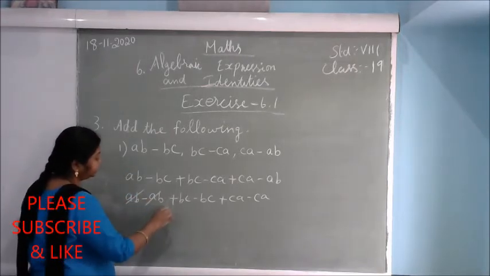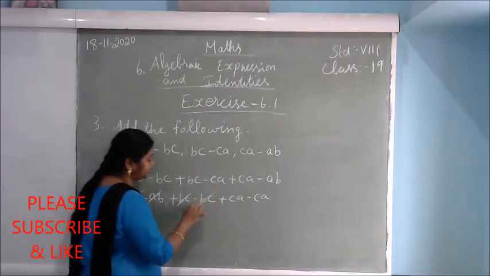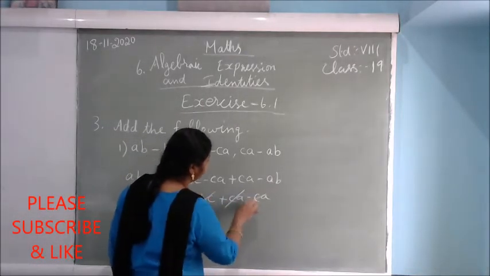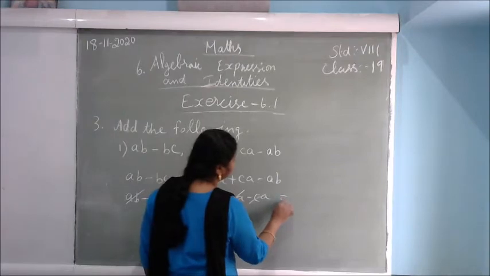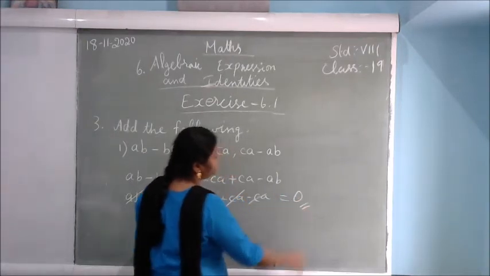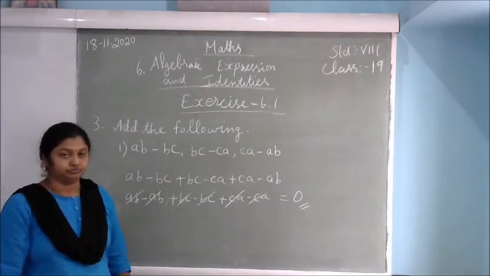So B will get the answer. BC and minus BC will give the answer. CA minus CA will give the answer. At last you will get the answer 0. So what is your answer? 0.